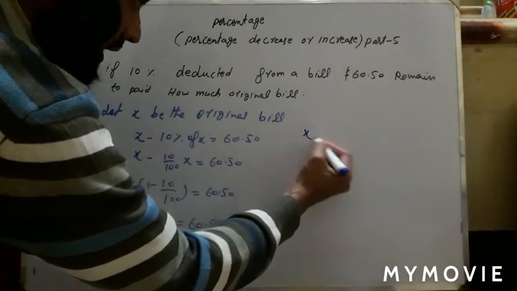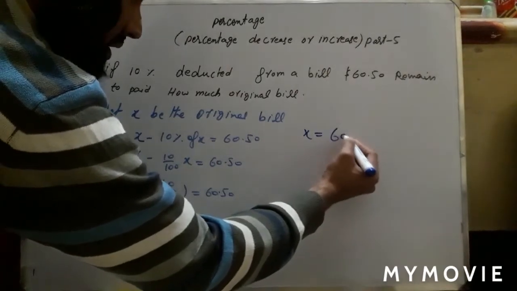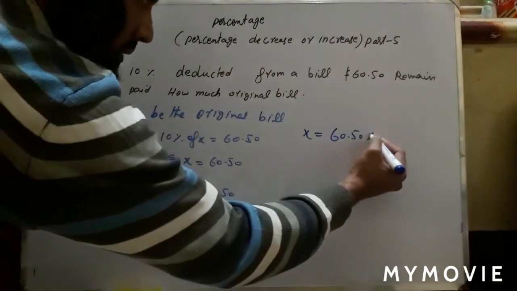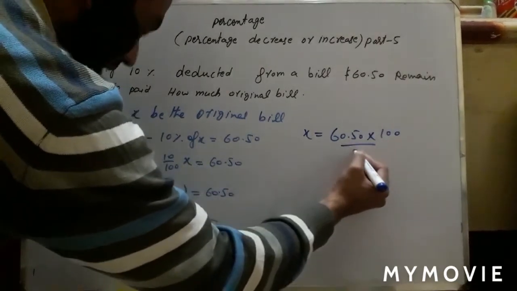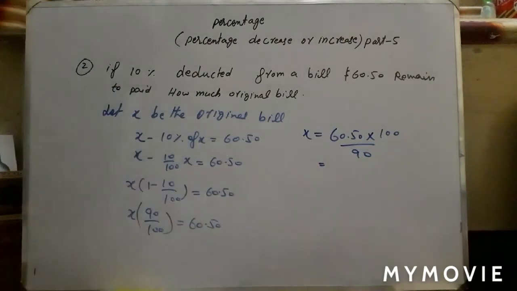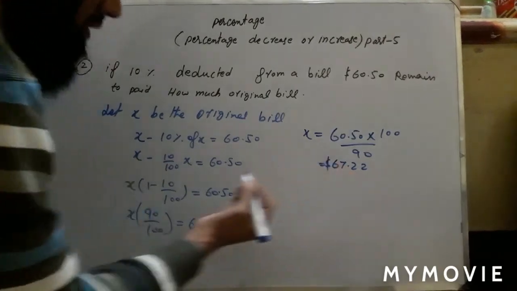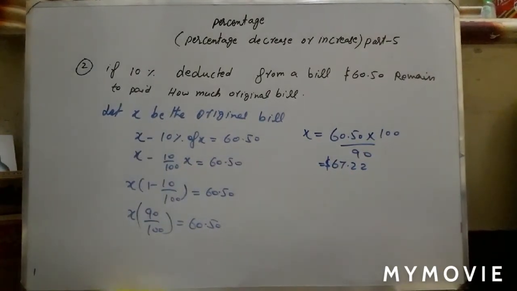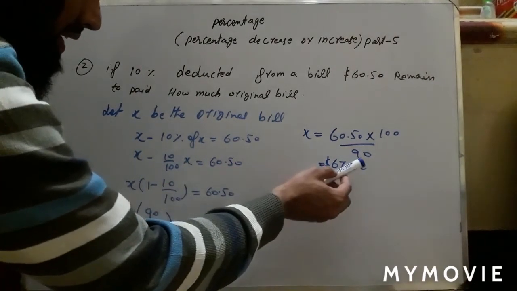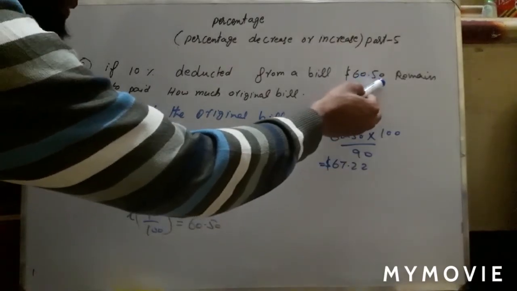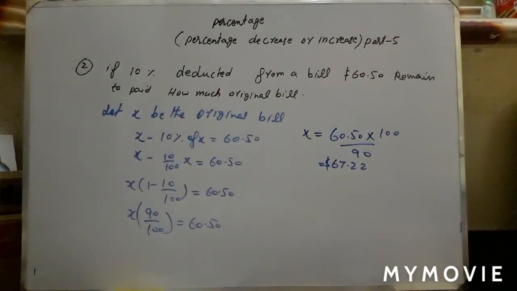And the value of x is 60.50 in the denominator, using cross multiplication, 100 multiplied and 90 divided, and your answer is $67.22. That's your answer. The original value of the bill is 67.22. If you decrease this value by 10%, your answer is 60.50. That's the end of my lecture.